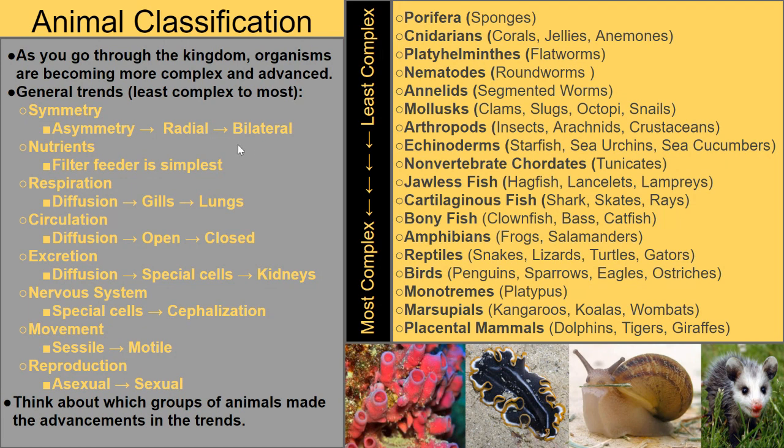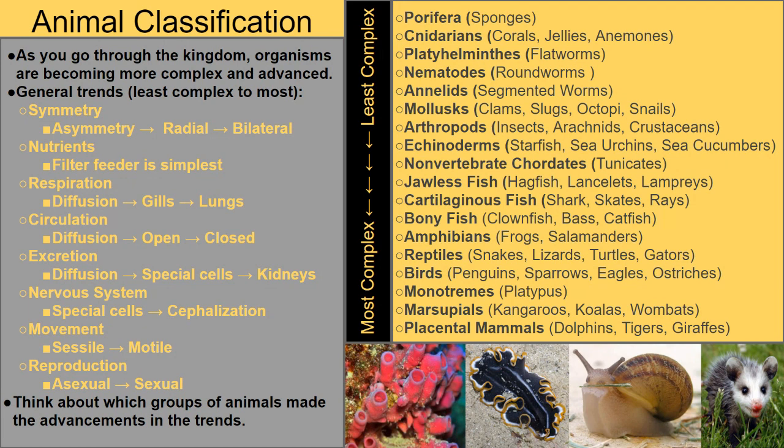Next, we also talk about the nutrients, the way that our organisms obtain nutrients, and those can be very, very simple or very complex. So, with obtaining nutrients, we have porifera, which is our sponges, and they rely completely on filter feeding. That means that they just sit and let water pass through them, and they collect nutrients from the water as the water passes through them.